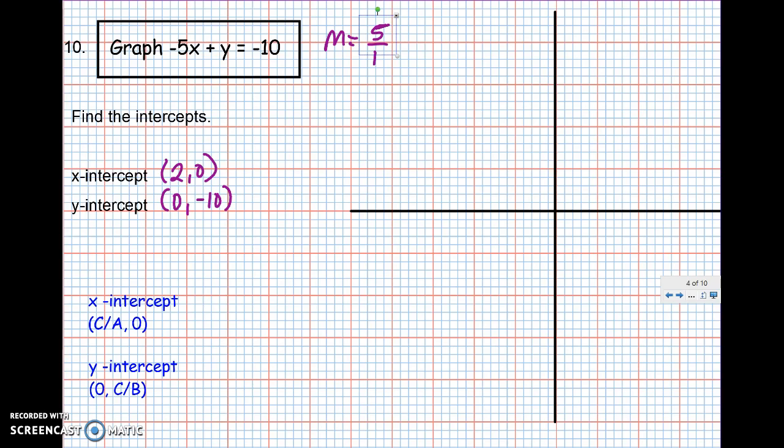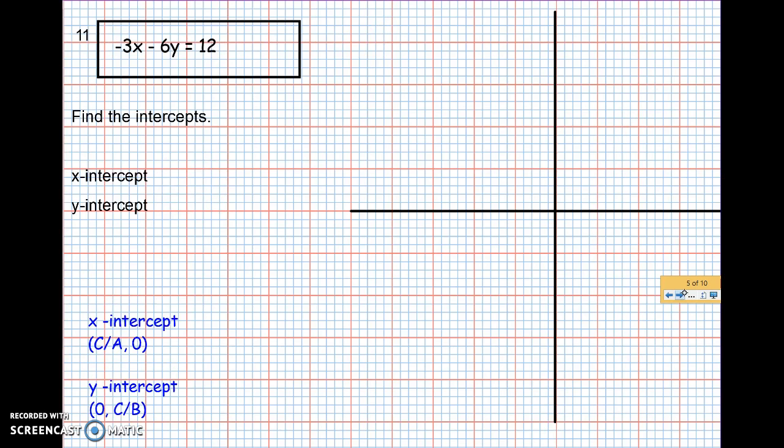2, 0. So I'm going to go by 2's with the red line. So we'll say 2 is here. So 2, 0. And then 0, negative 10. So 2, 4, 6, 8, 10. Down here. And then I can connect my points. We'll pretend like that's a straight line. And there's my graph. So all I did here was I found my intercepts. Super easy to graph using standard form because it automatically gives me my 2 points.